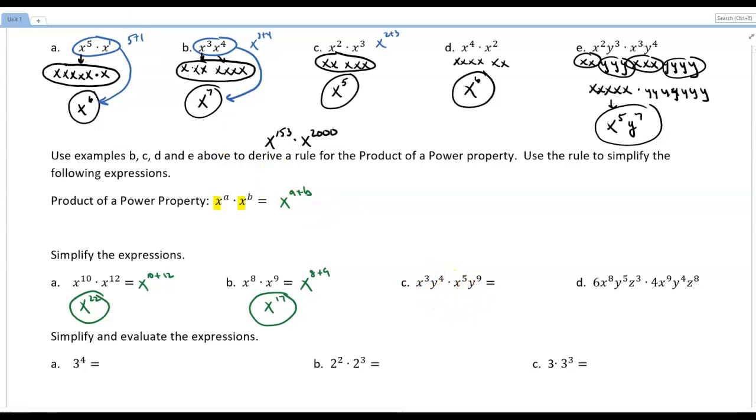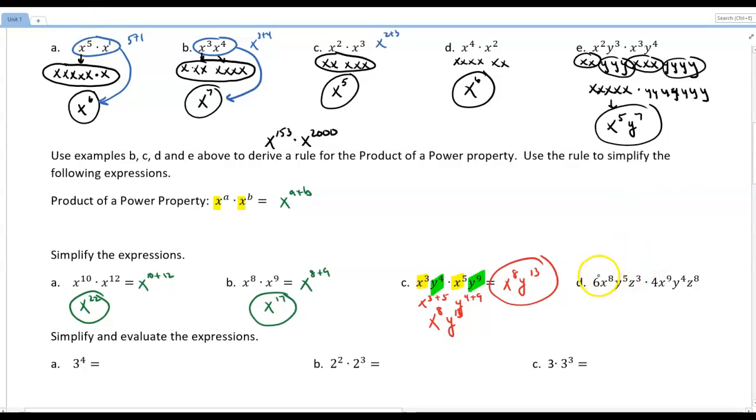Now for this one, remember, I'm going to multiply the x's together, then I'm going to multiply the y's together. When I multiply the x's together, I'm going to do x to the 3 plus 5 times y to the 4 plus 9, and that would give me x to the 8th, y to the 13th. Oops, so let me rewrite that here. And we are done. Do me a favor, pause the video and try the next one on your own real quick.